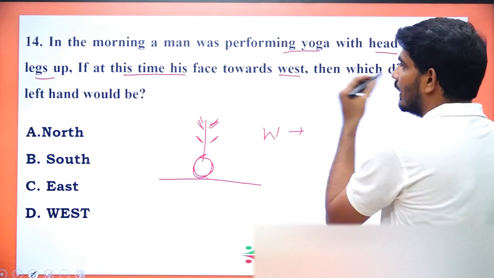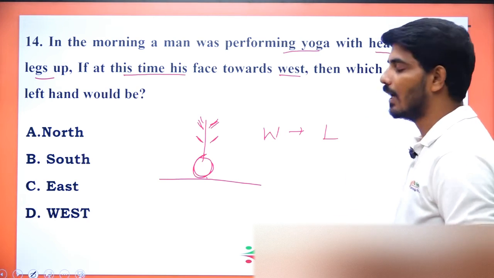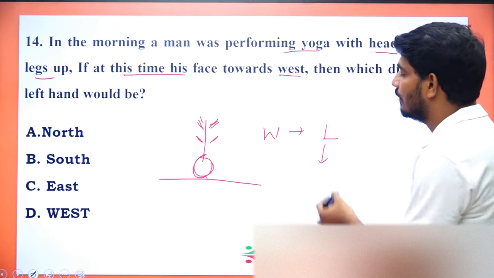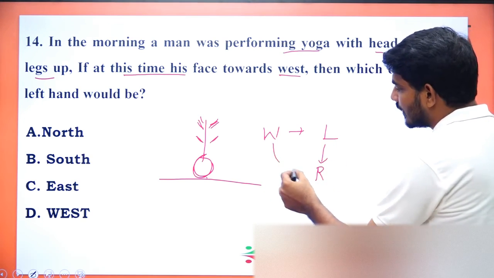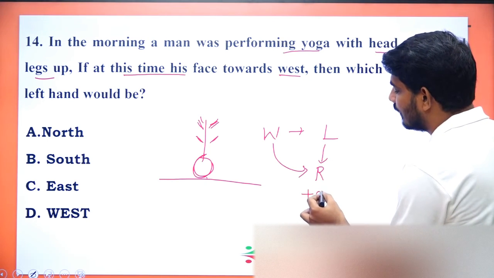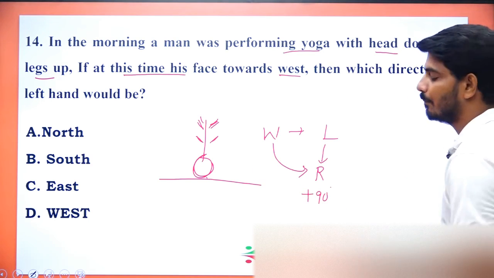Then in which direction would his left hand be? As I told, while facing an upside down problem, if we are given left, we need to consider it as right. From west to the right side, from west to plus 90 degrees. So from west to plus 90 degrees, what will come?